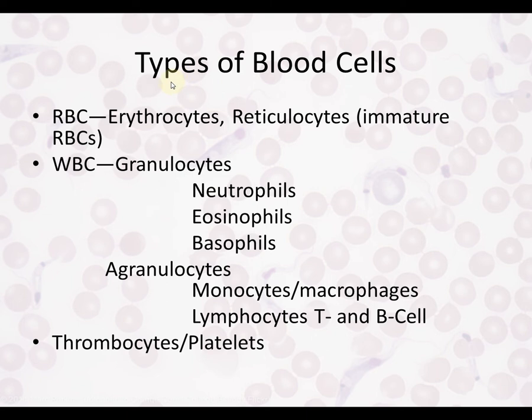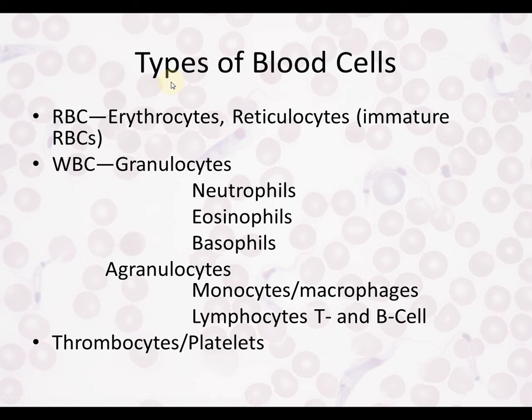Your white blood cells are composed of granulocytes and agranulocytes. The granulocytes have granules in their nucleus that is visible on microscopic exam. They are composed of the neutrophils, the eosinophils, and the basophils. They all end with phils, so remember the granulocytes are the phils.